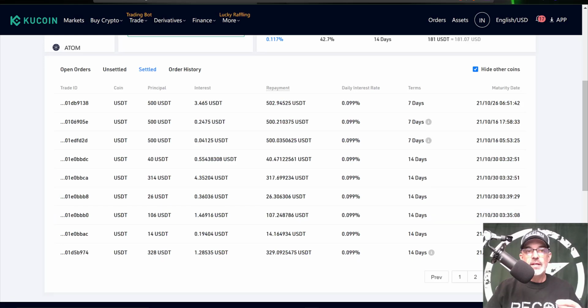Now, if we jump over to the last page of my settled loans, there were a few $500 loans, and that's actually how I started this out, was a $500 manual and the $500 auto lend. Eventually, as people repaid the $500 manual loan, it actually got put into the auto lend pool and started automatically lending out.